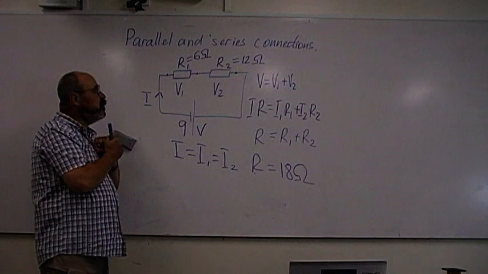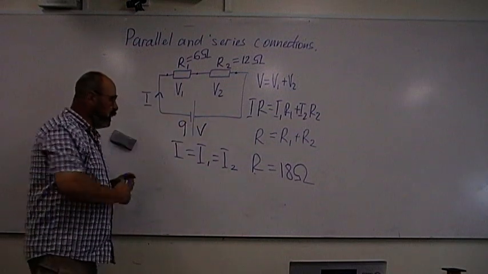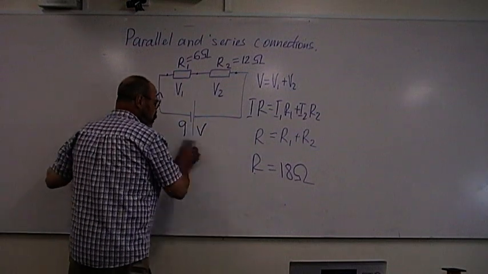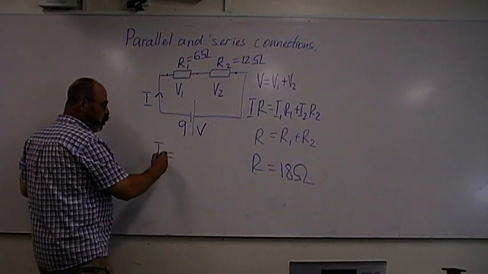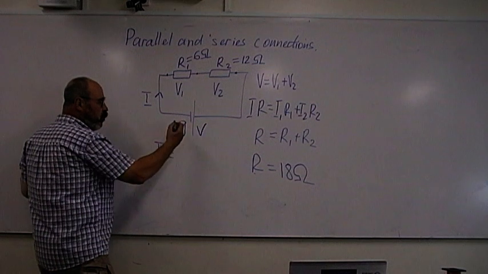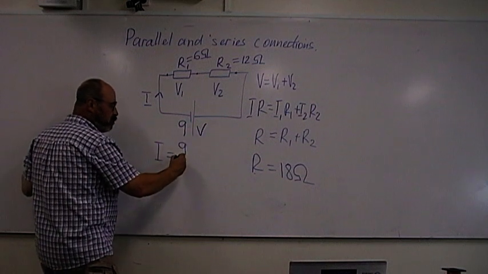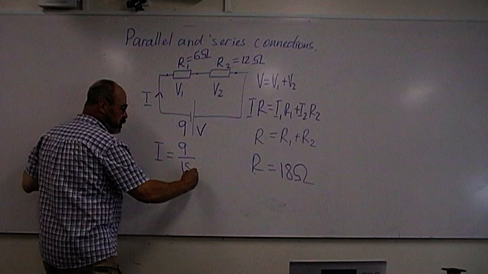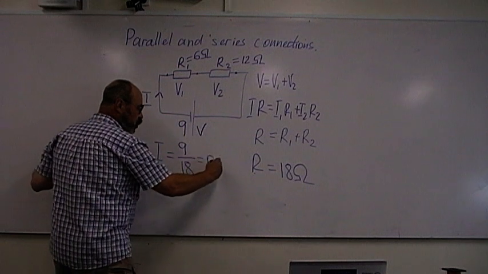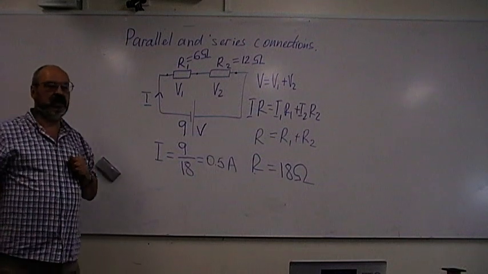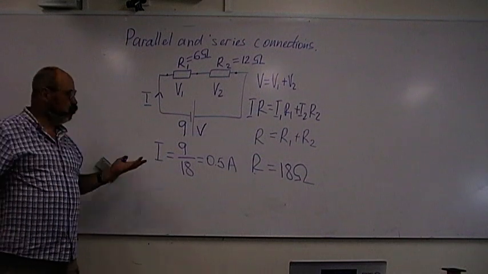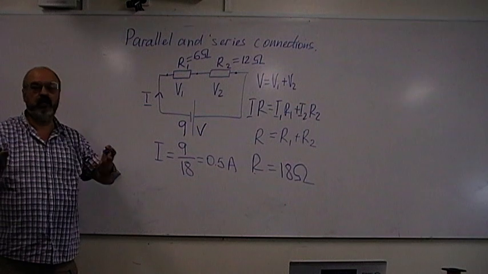Now, what will be the current? How can we find current in this circuit? Using Ohm's law, total current will be equal to the voltage supplied over total resistance, 9 over 18 equals 0.5 amps. Make sense? To find current, we divide voltage by the resistance.